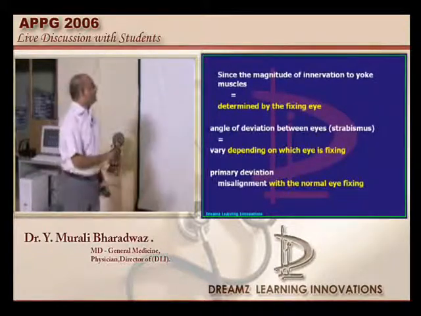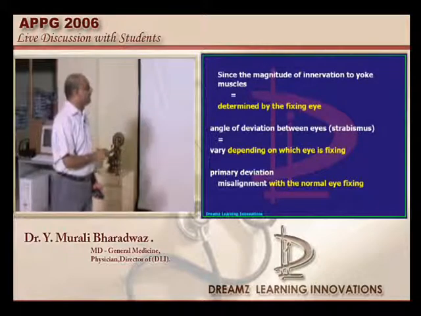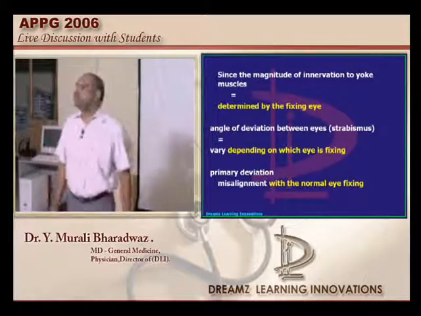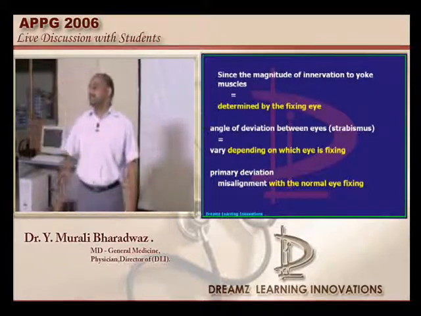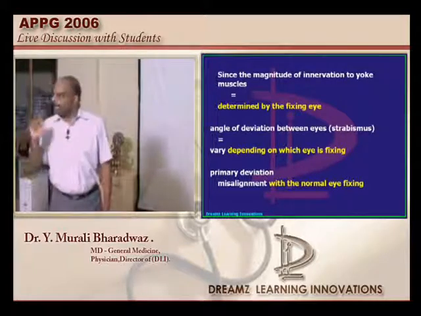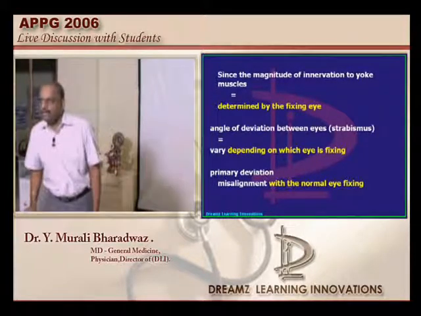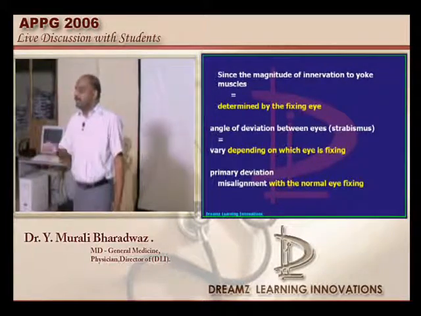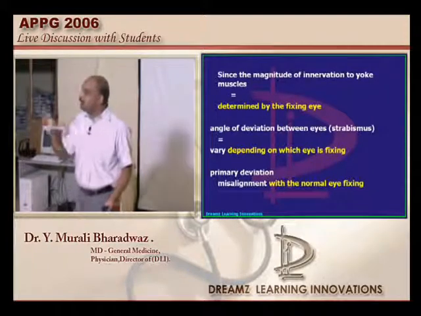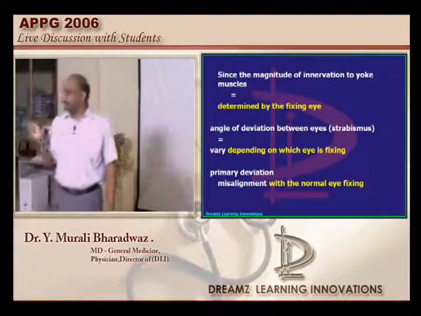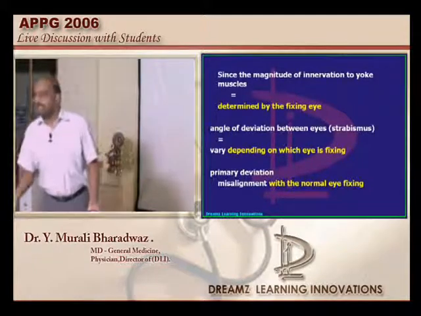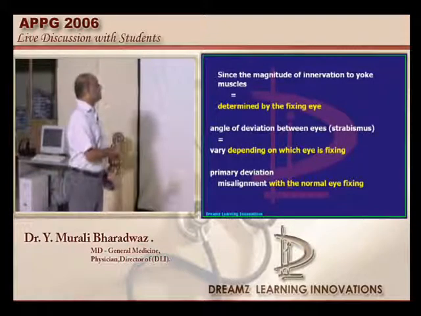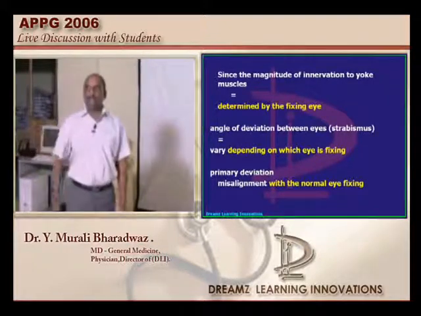And because the innervation to the yoke muscles will be determined by the fixing eye, there is something called angle of deviation which will occur if there is any paralysis of these muscles. So there is a primary angle of deviation and a secondary angle of deviation. Similarly, strabismus can be congenital and acquired. One of the favorite questions of examiners is, in which type of strabismus is the primary angle more than the secondary angle, and in which is the secondary angle more than the primary angle. So after you understood what is a yoke muscle and what is meant by agonist and synergist, it is very easy to answer this other important question, which is a potential question tomorrow.